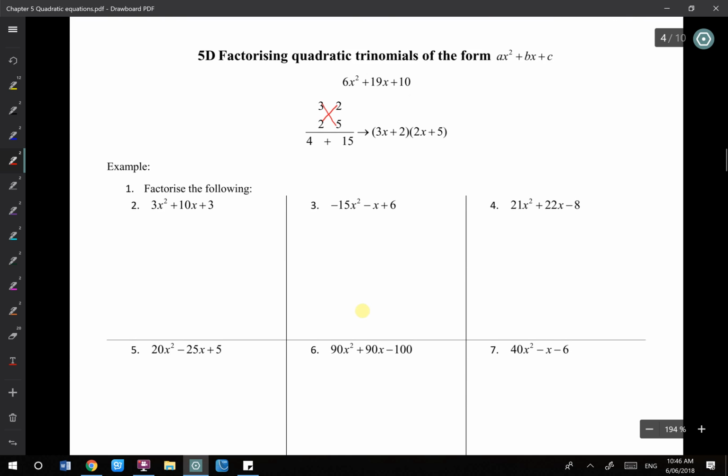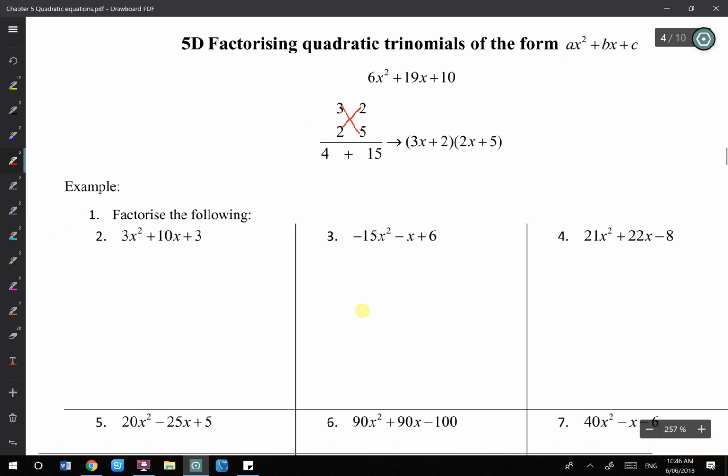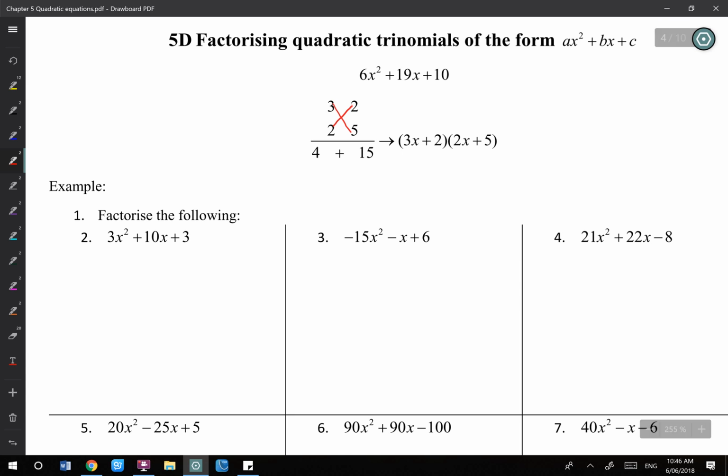Let's go to the next page. I was still trying to factorize the quadratic trinomial. Like I explained yesterday, what is a trinomial? A trinomial is an expression with three terms. And a quadratic trinomial is a quadratic expression with three terms.